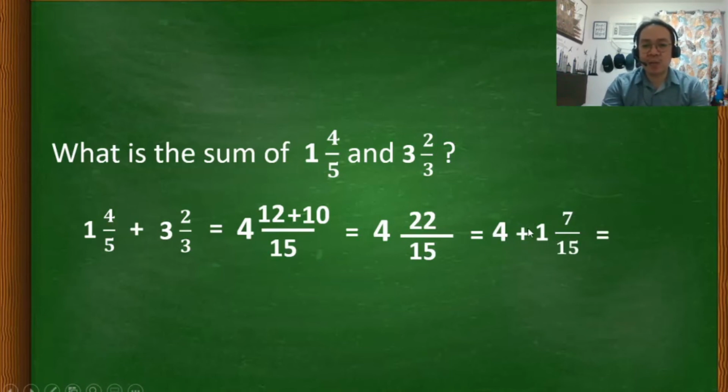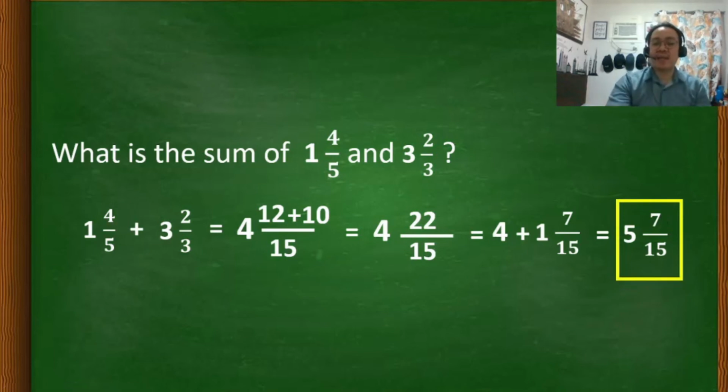Add uli si whole number, 4 plus 1, that will be 5, and then just copy the fraction. Question, sa 7/15 ba, pwede pang i-reduce sa lowest term? Kung hindi na, eto na yung final answer natin. Kasi 7 and 15 are already in lowest term. Ang factors na lang nila, wala silang common factors, di ba? Kundi 1 and itself. So, our answer is 5 and 7/15.